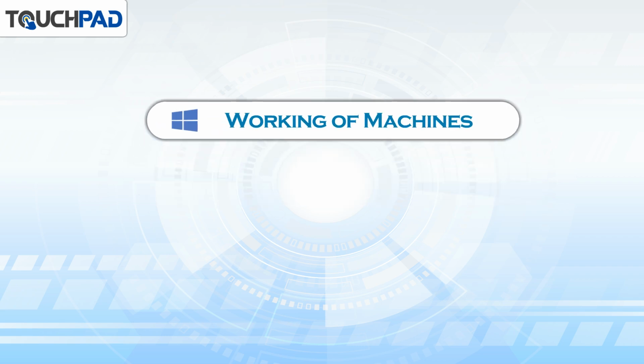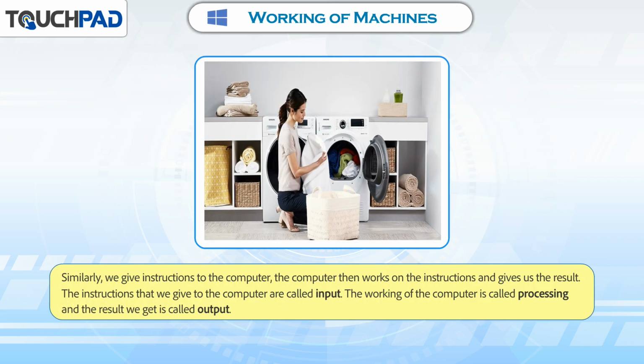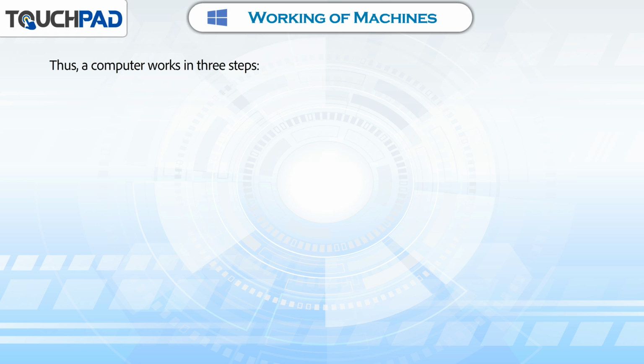Working of machines. Similarly, we give instructions to the computer. The computer then works on the instructions and gives us the result. The instructions that we give to the computer are called input. The working of the computer is called processing, and the result we get is called output. Thus, a computer works in 3 steps: input, process, output. This process is called IPO cycle.